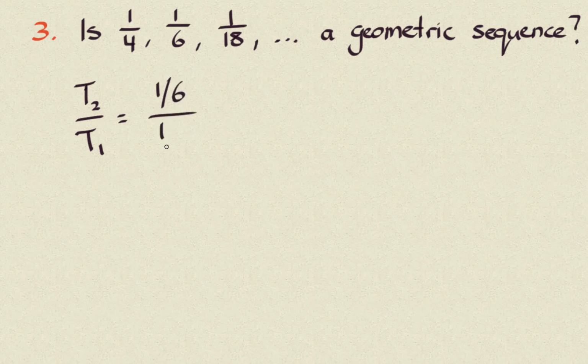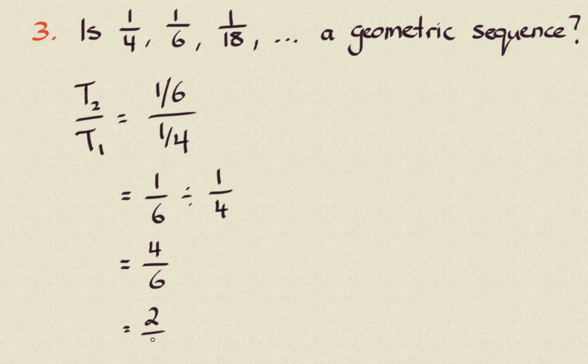over 1/4. Now remember, when we're dealing with fractions over fractions, it can be nicer to use the divide symbol like this. And when we divide one fraction by another, we can do a times and flip of the second term. So we've got 1/6 times 4, so that's 4/6. Okay, so 4 over 6, but that can simplify to 2/3.